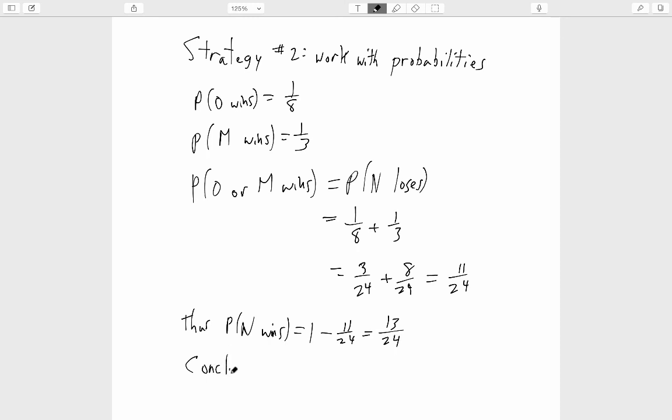If we put all this together and draw our conclusion about odds, it is that the odds against Nebraska, which is what we're asked for, are 11 to 13. Because there are 11 ways that Nebraska loses for each 13 ways that Nebraska wins. So by this method, we get the same result as by the first method. And that is all that we are going to say about odds.